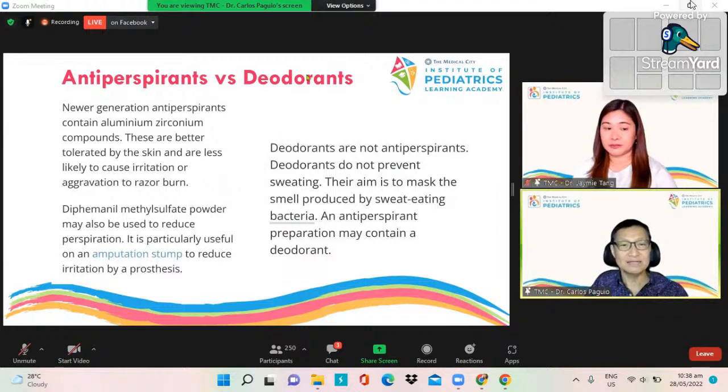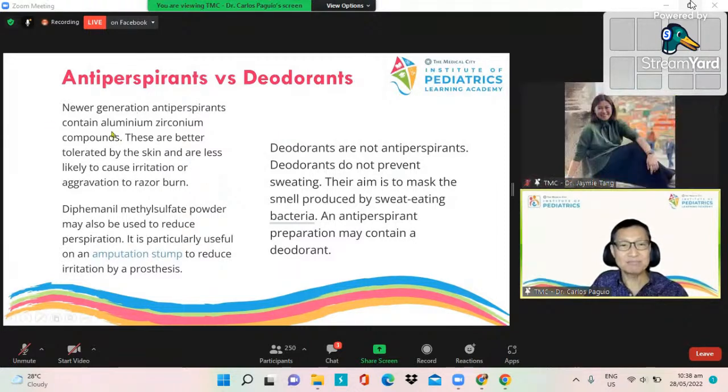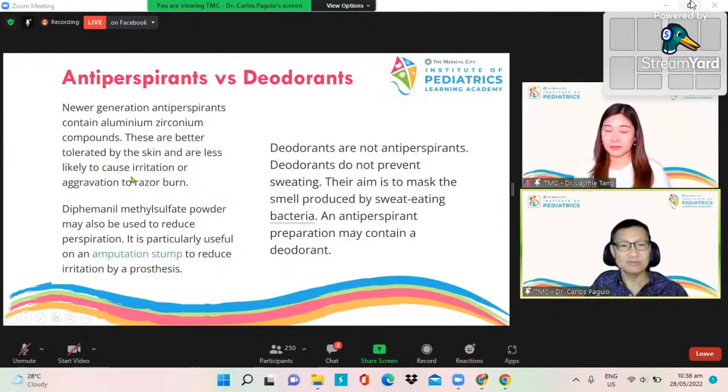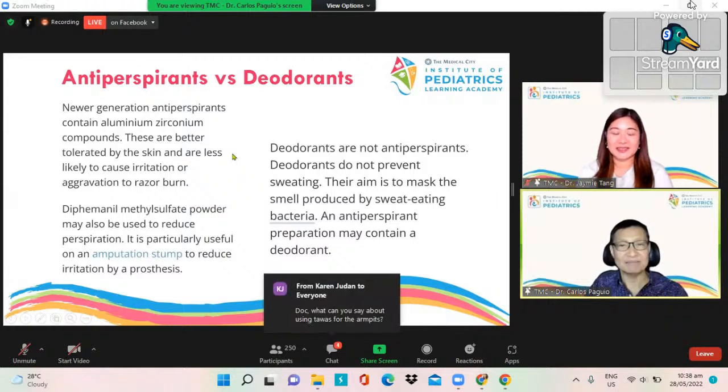Well, no, not really. The newer generation antiperspirants, what you should look for are aluminum zirconium compounds. Why? For those who shave, there's less irritation with aluminum zirconium compounds. And for those who want to use powder, look for diphenyl methyl sulfate powder, which is also very good as an antiperspirant, just so you know.